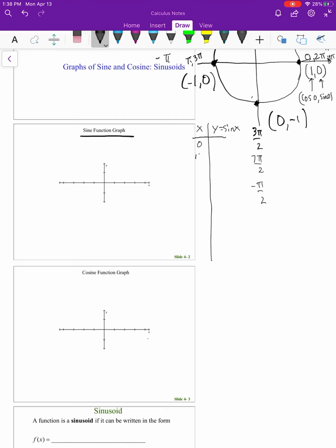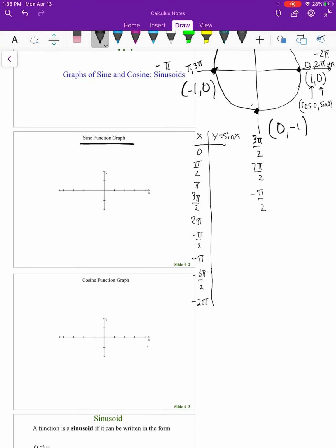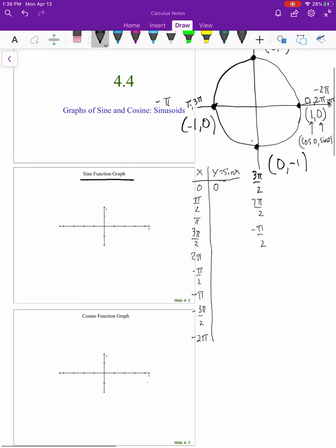So I'm going to make my xy chart, and remember we're trying to graph y equals the sine of x, so that is my y. We're going to use 0, we're going to use pi over 2, pi, 3 pi over 2, 2 pi, and then we're going to go in the negative direction. Negative pi over 2, negative pi, negative 3 pi over 2, and negative 2 pi. And I think you guys were probably able to fit it on your paper. I fit it on my paper, but it's hard to draw small on this iPad.